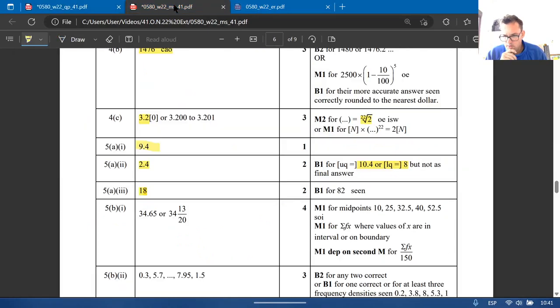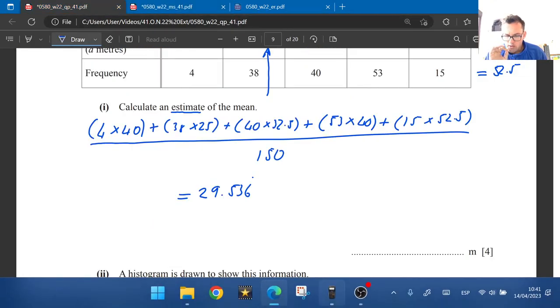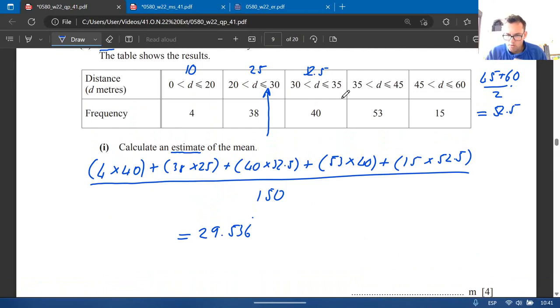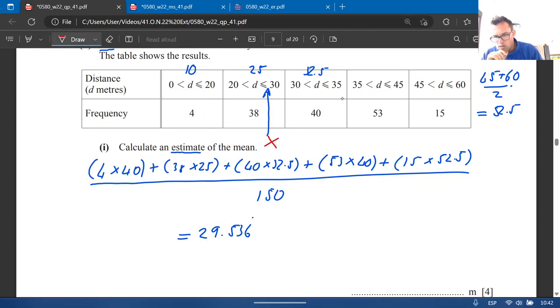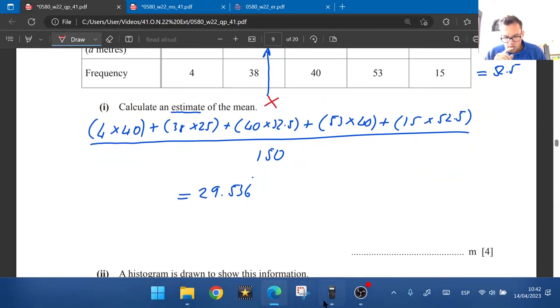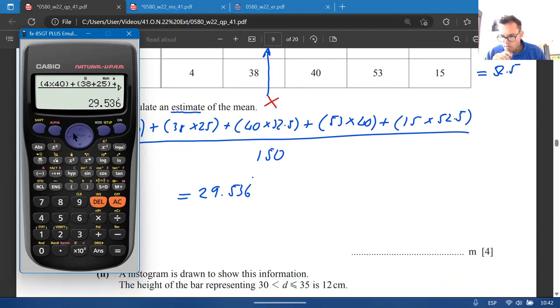So if your answer doesn't make sense, you see that mine is wrong, then you need to go back. 29 is just too low. The middle is more to the right. So you know this is probably wrong. You go back, you check your calculations. Where could I have made a mistake? And you see right there, spot it already. I typed a plus instead of a times.